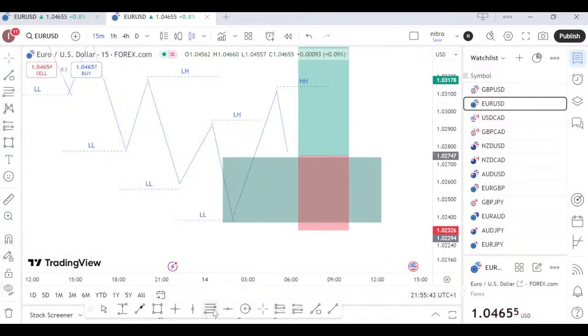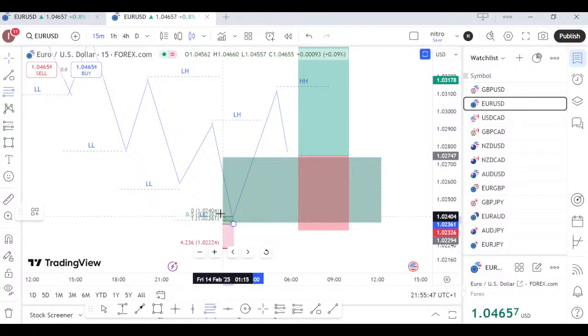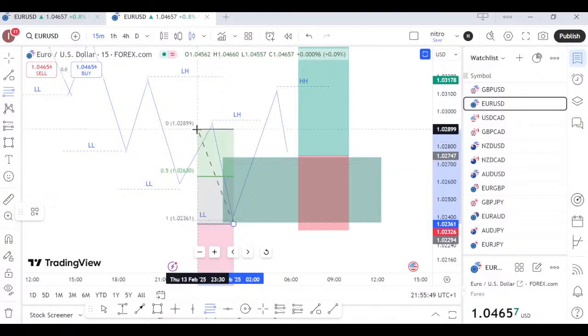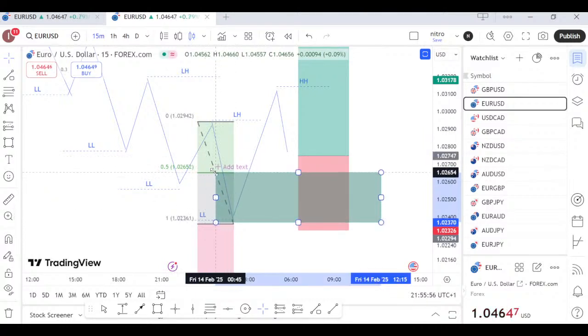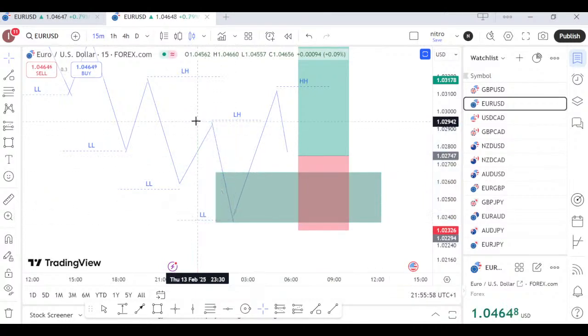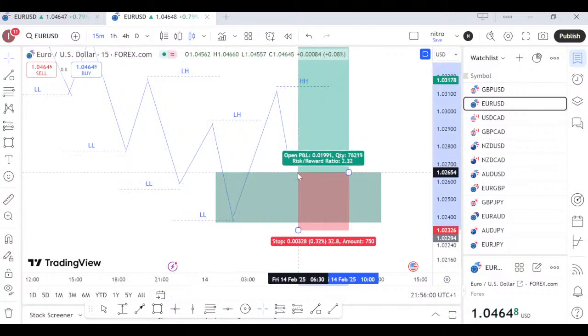And how do we do that? We click on our Fibonacci tool. We drag it from the most recent lower low to the most recent lower high. So you see, now we can adjust it in here, and then this is now going to be our entry zone.